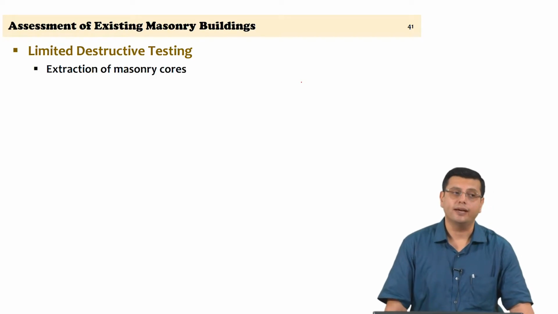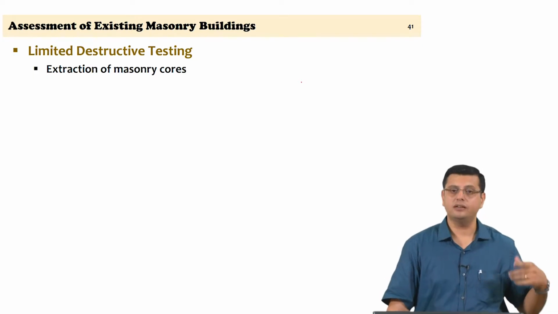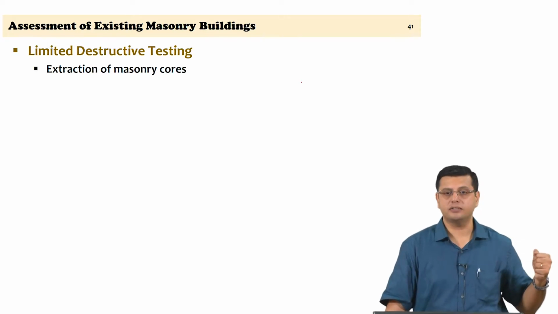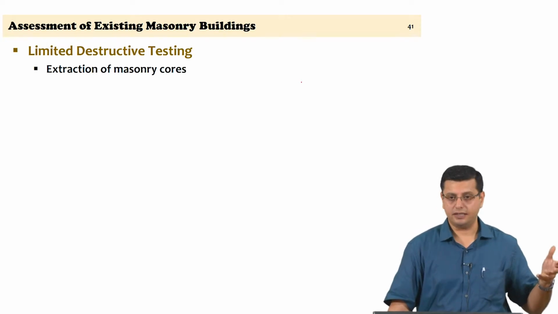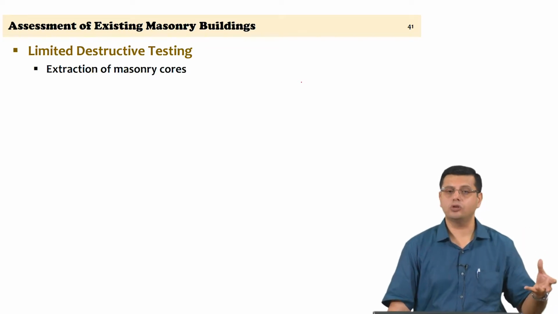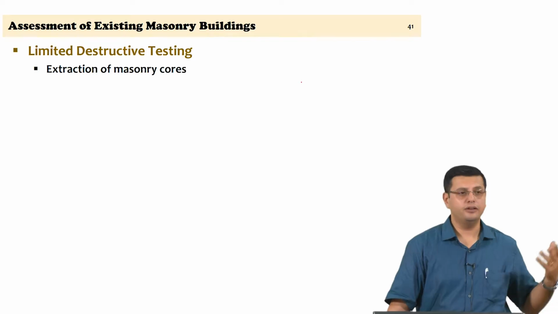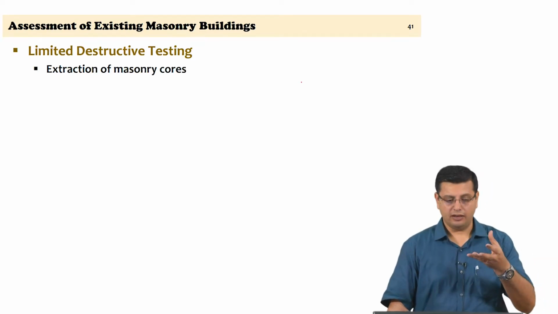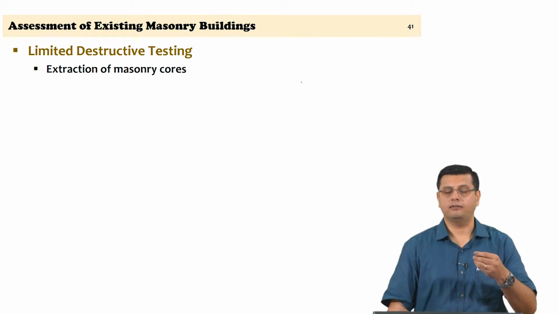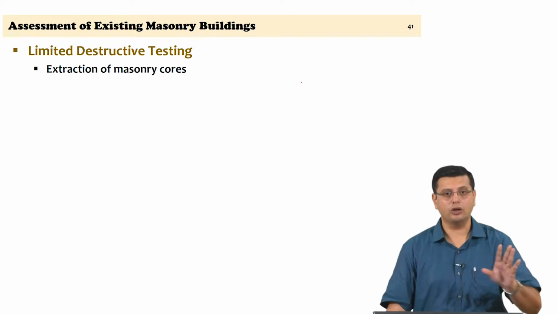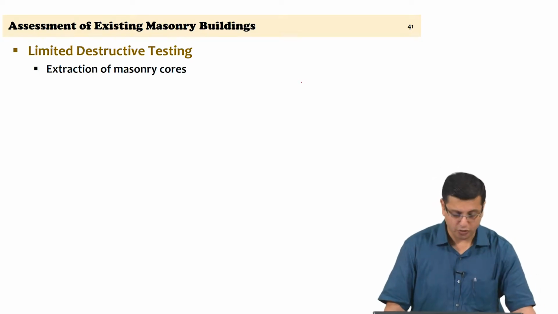Let us say you extract masonry cores. Have you seen extraction of cores from concrete structures? That is something that is done quite often. You have a core extraction machine which is fixed onto the structural member, and then a core is drilled out. You can take this core, examine it in the field, you can take it to a laboratory and do tests on it, or you can make it disintegrate and then do a test on its constituents also. So, you can do a lot of tests with cores.